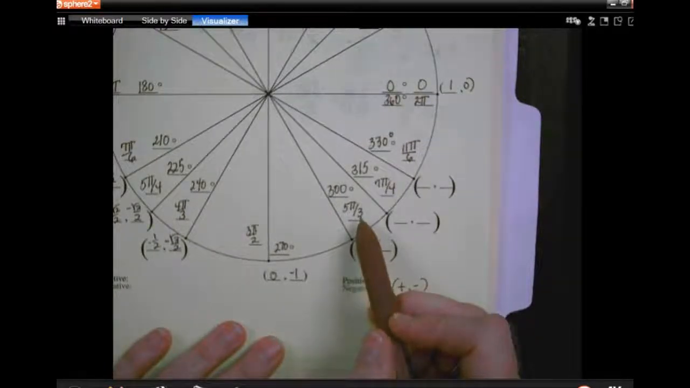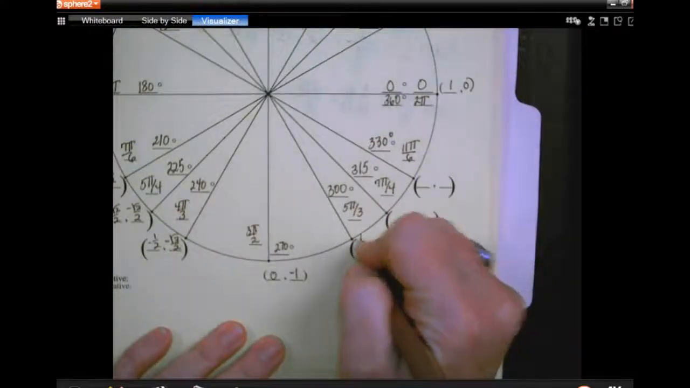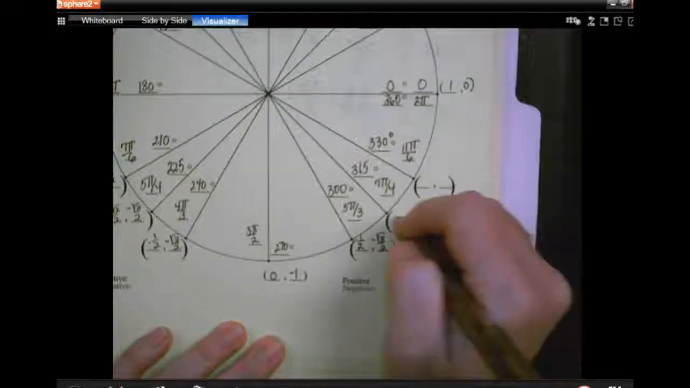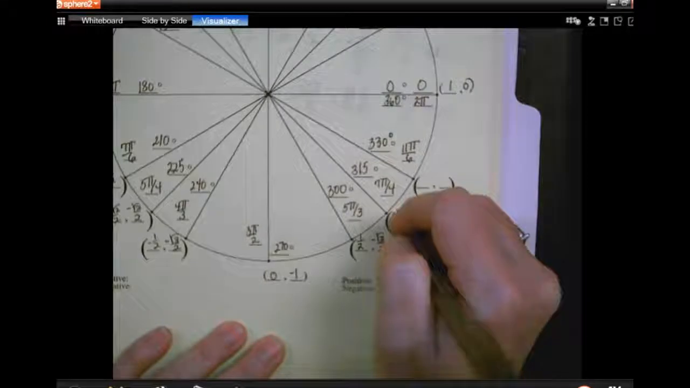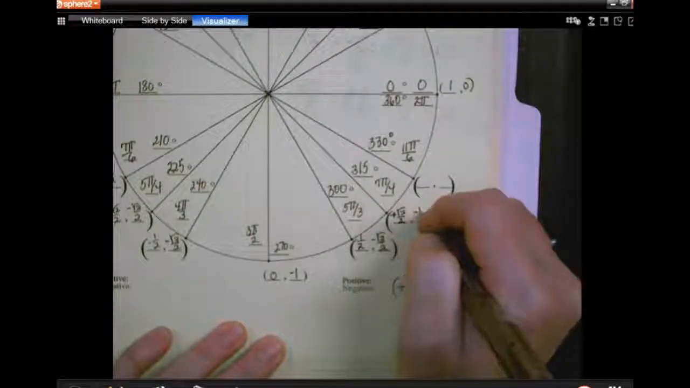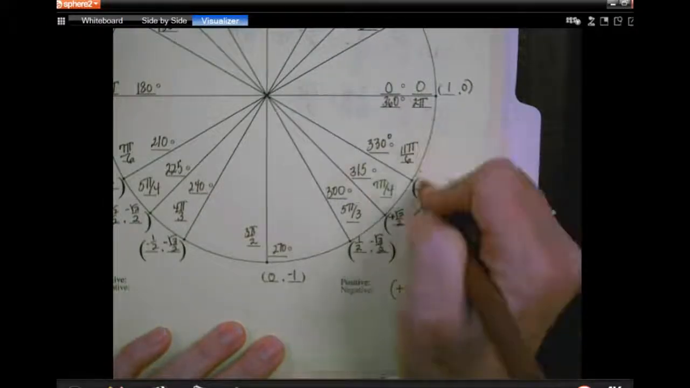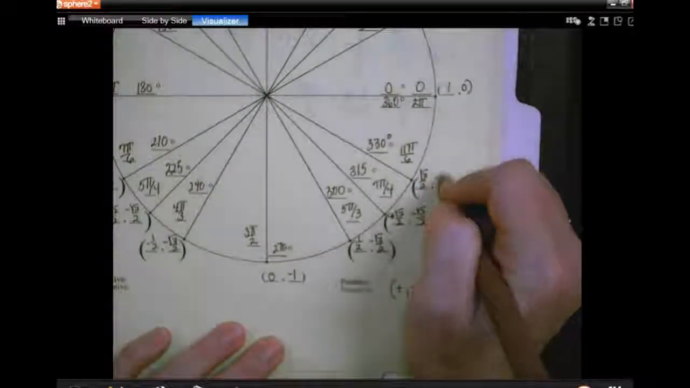So the pi over 3 is a half, and the y is negative square root of 3 over 2. Positive square root of 2 over 2, and a negative square root of 2 over 2. And then square root of 3 over 2 and a negative 1/2.